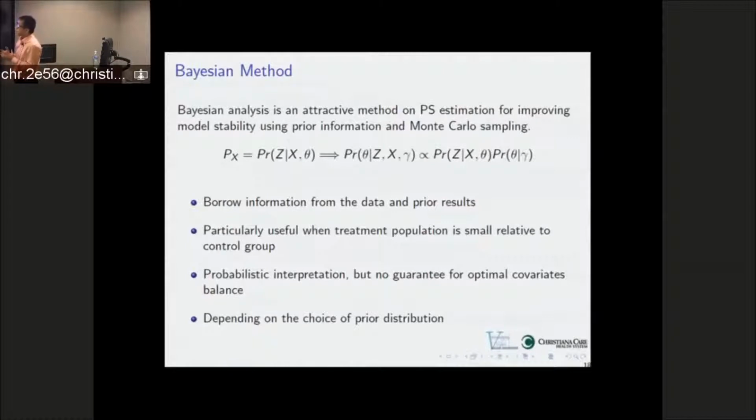And it becomes particularly useful when the treatment population is small relative to the control group. Sometimes it's very hard to find patients in the exposure group. So this model is more useful when the sample size in the exposure group is relatively small. It has a probabilistic interpretation, so we are all based on the parametric distribution function, but it's not a guarantee of optimal covariate balance, just like logistic regression.